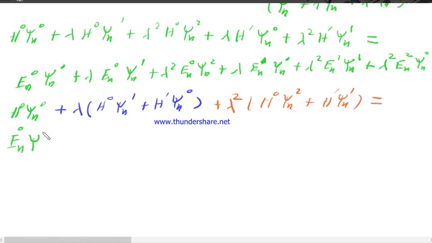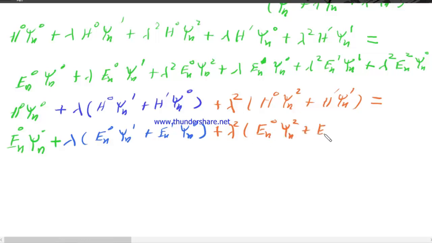E_n0 psi_n0, plus, taking common lambda from this term and this term, E_n0 psi_n1 plus E_n1 psi_n0, plus, taking lambda squared from these three terms, E_n0 psi_n2 plus E_n1 psi_n1 plus E_n2 psi_n0.